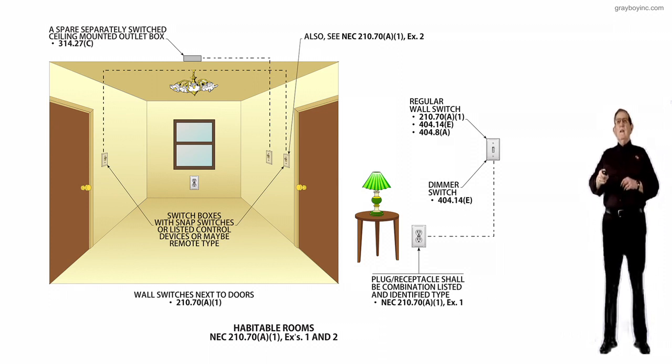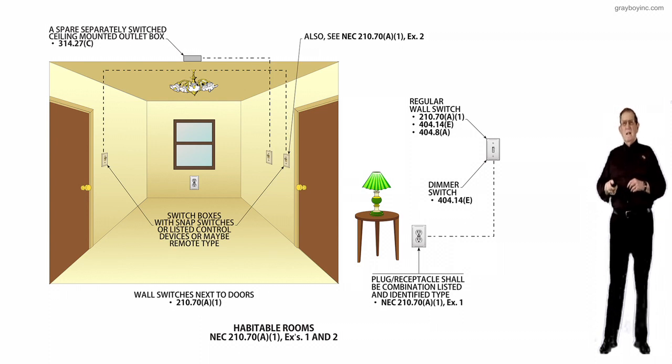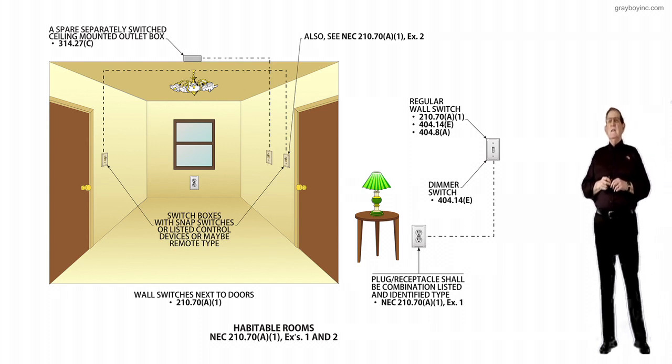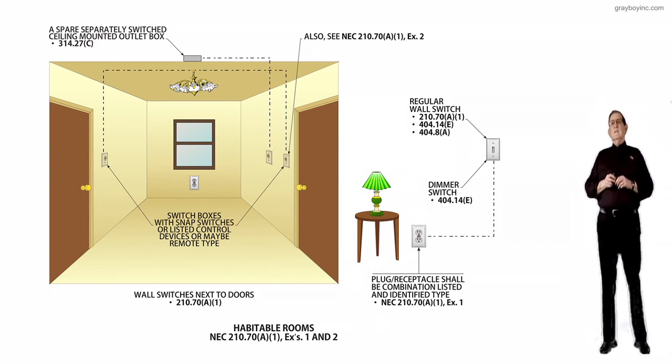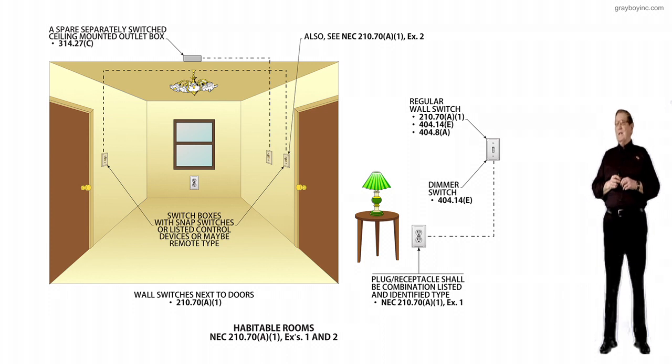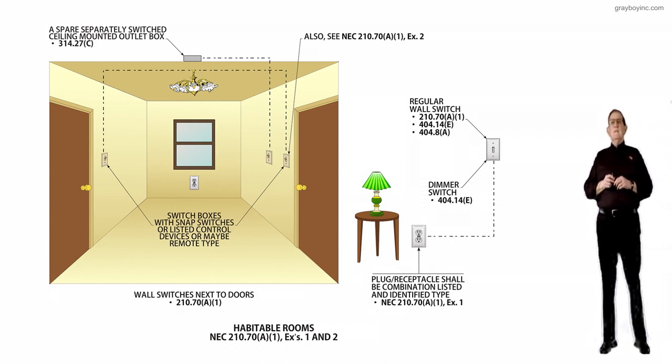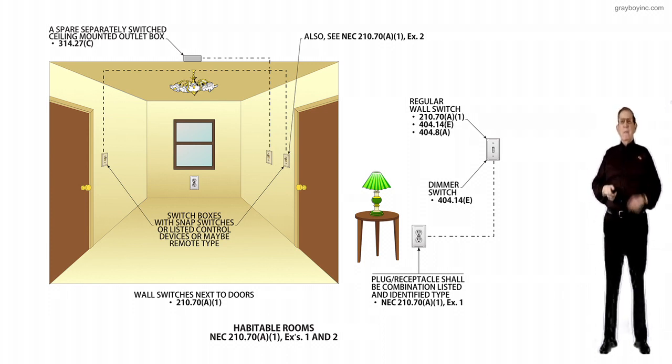So we know we have wall switches here. It could be 3-ways, and that's 210.70(A)(1). And we could also go to 404.14 for 3-ways, 4-ways, single switches, etc.